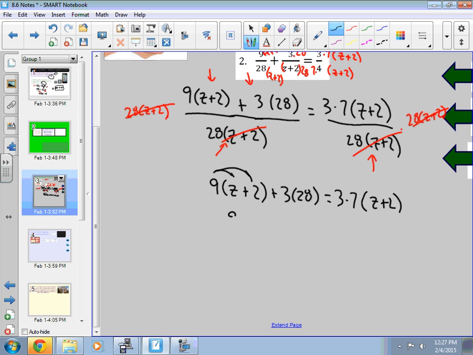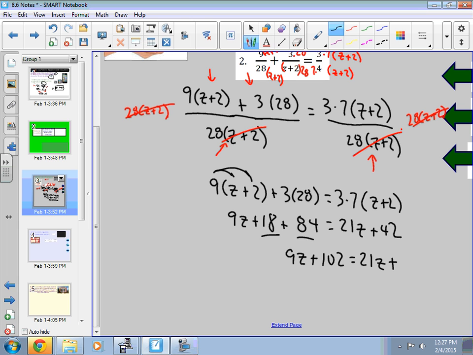Distribute. If we do 3 times 28, that's going to be 84. 3 times 7 is 21, so we're going to need to distribute 21 to both. 21 times z is 21z. 21 times 2 is 42. Now combine like terms. And if we solve this out, getting our z's together and our numbers together, we come up with the answer of z equals 5. So that's the solution.